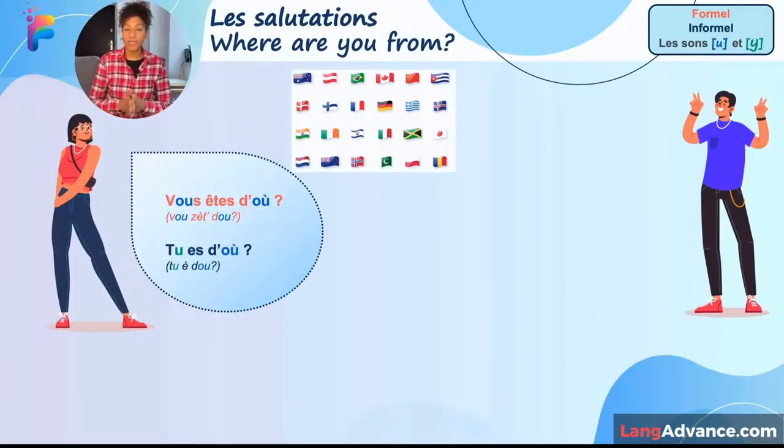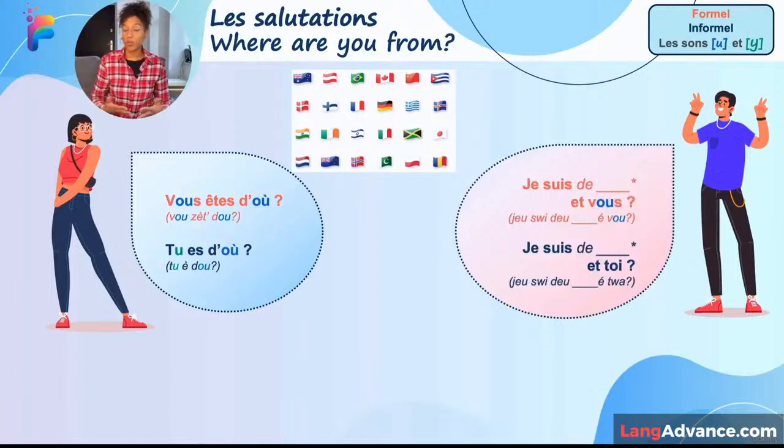How do we answer? Let's have a look together. Be it formal or informal, we'll use the same structure. The only thing that changes is the and you. And if you remember, how do we say and you in a formal way? Et vous. Exactly. What about the informal way? Et toi. C'est ça. To answer, you would say je suis de, and then you give your country. Je suis de France. Et vous? Je suis de France. Et toi?